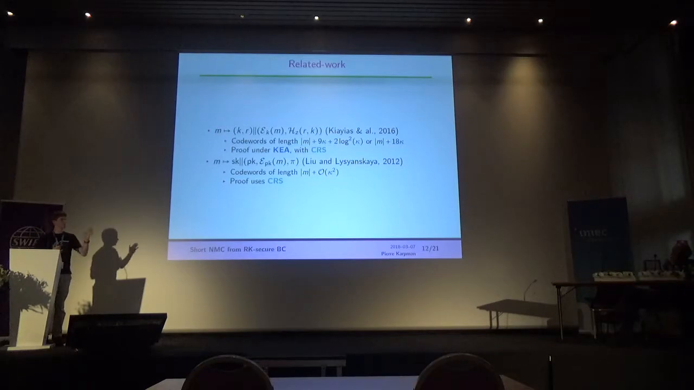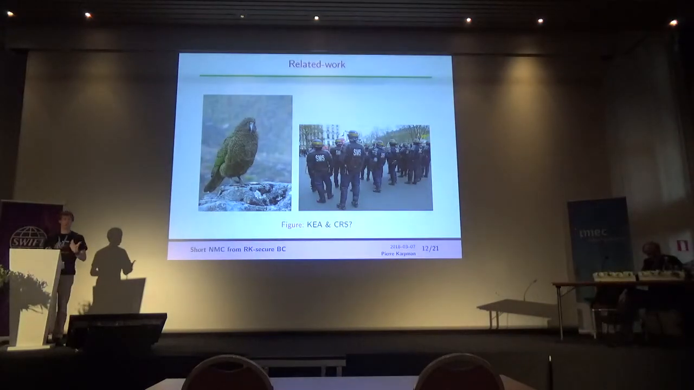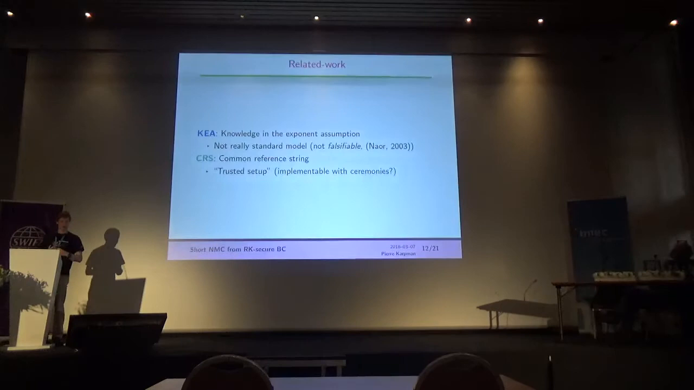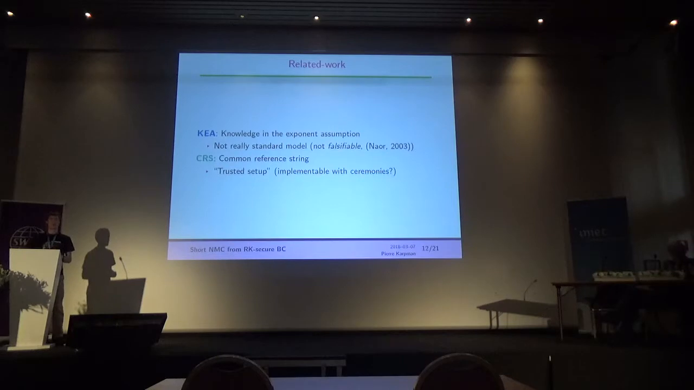And so now the code words are a bit longer, the length is quadratic in the security parameter, and the proof uses a CRS. So what are KEA and CRS? It's not a mountain parrot from New Zealand and a French riot squad. It's actually for KEA, the knowledge of exponent assumption. And this is not so nice actually, because it's not really the standard model, because it's not falsifiable, as shown by now. And CRS is a common reference string.